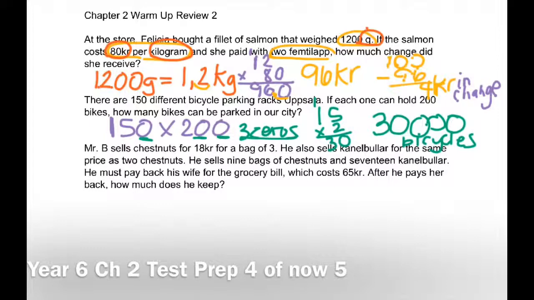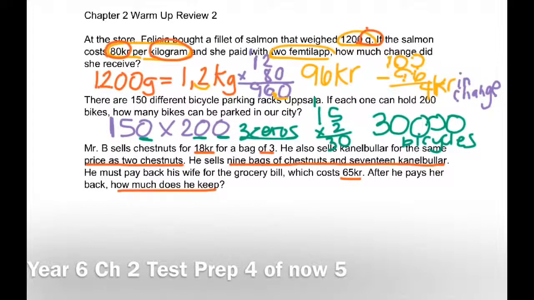Let's go through and figure out everything that we're given, because sometimes the hardest part is just figuring out what you're given. So he has 18 kroner for a bag of 3. He also sells kanelbullar for the same price as 2 chestnuts. He sells 9 bags of chestnuts and 17 kanelbullar. And he must pay his wife back for the grocery bill, which costs 65 kroner. After he pays her back, how much does he keep? Now, if Mr. B is really doing that, I think he should give his wife all of that. Okay, but we're going to keep on going.